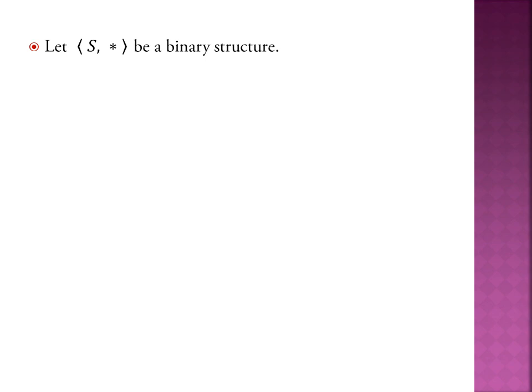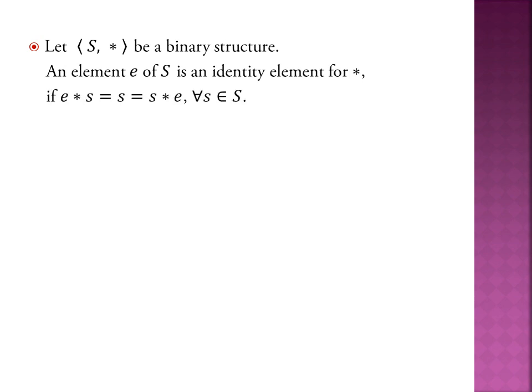Then let S star be a binary structure. An element e of S is an identity element for star if e star s equals s, which is equal to s star e, for every s belongs to S. This is the definition of identity element. We denote the identity element as e.